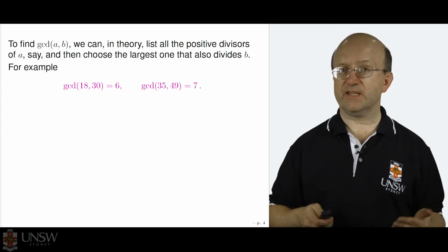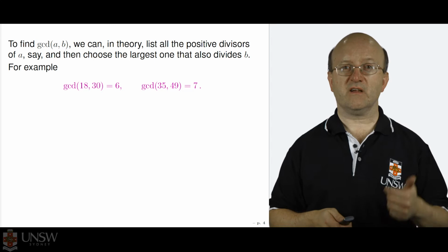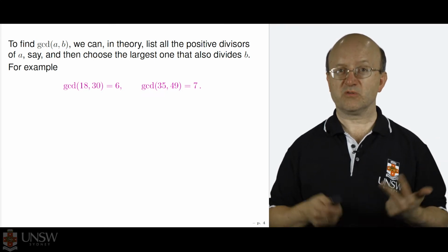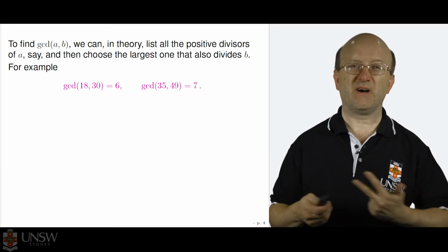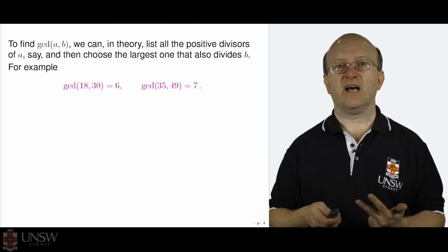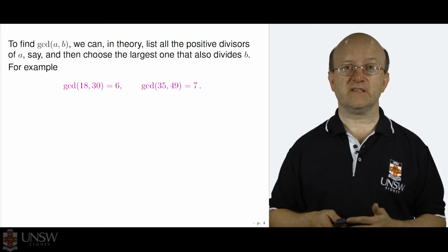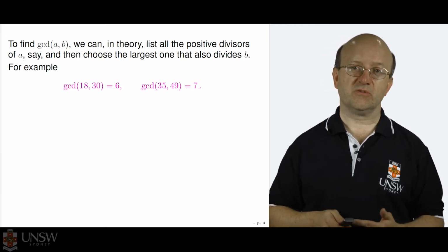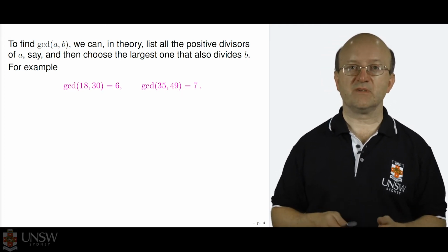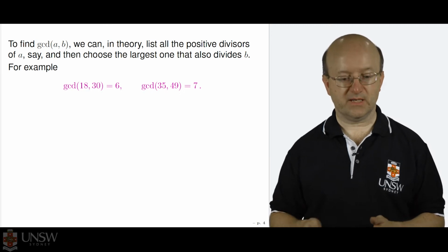Well, if you've done that, you'll know the divisors of 49 are 1, 7 and 49, because 49 is just 7 squared. That's why it's an easier number to use. And of those 1, 7, 49, only 1 and 7 divide 35. 7 is the larger of the two, obviously, so 7 is the greatest common divisor of 35 and 49.